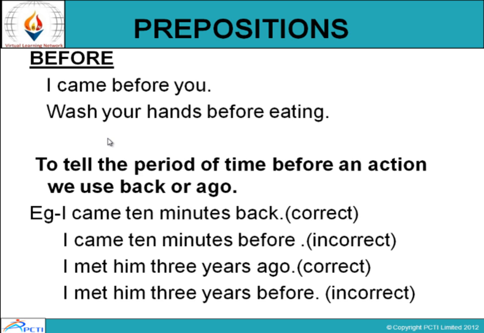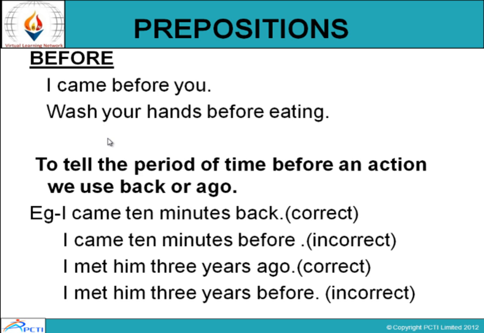Before. Before indicates time or other things also. Like, I came before you. That means it indicates time. Wash your hands before eating. Again, before eating, you should wash your hands. So the action of washing hands should happen before the action of eating.